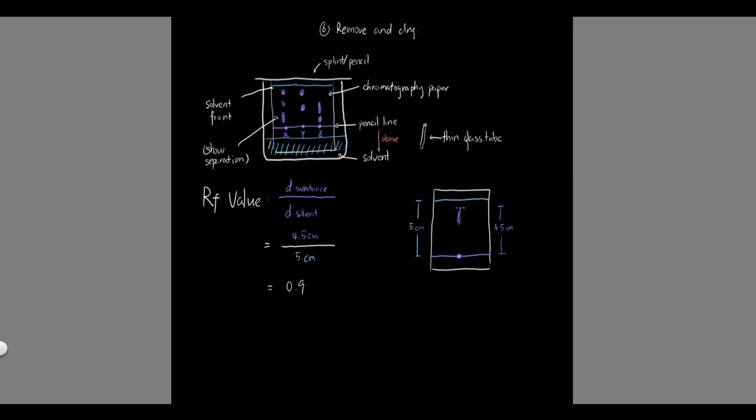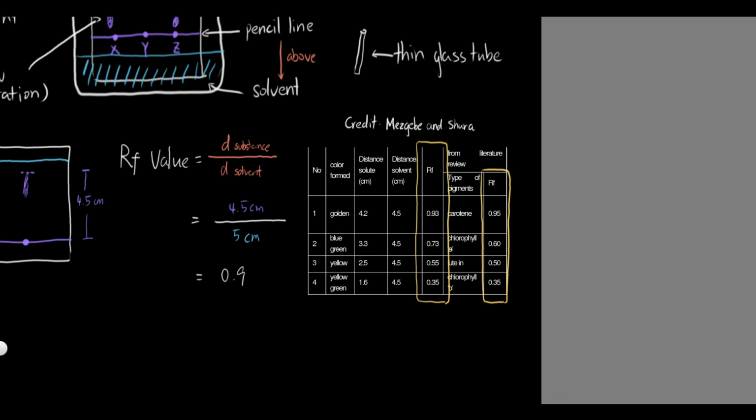Let me see if I can find a table. Here is a pretty neat table of RF values that I found on the internet. This is basically how scientists would use an RF value to determine what kind of substance something is. In this particular research, there are different distances traveled, and from these distances they calculated an RF value using distance of substance divided by distance of solvent. From this RF value they compare to pre-existing published data. These are values from previous researchers, and because the values are quite similar, they decide that maybe this is what is present.